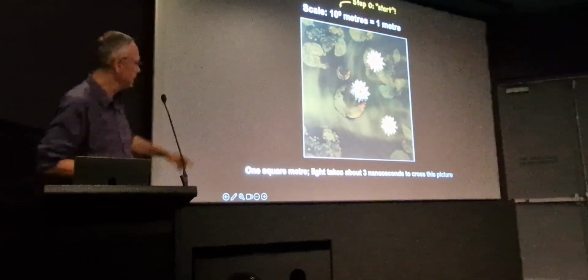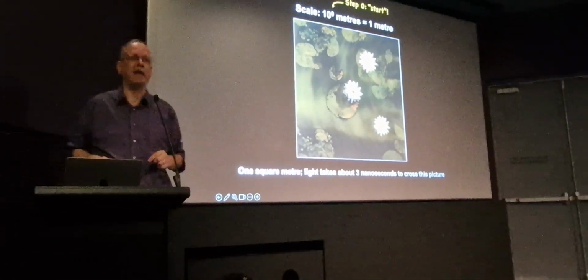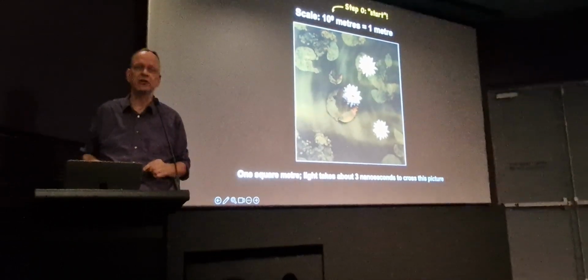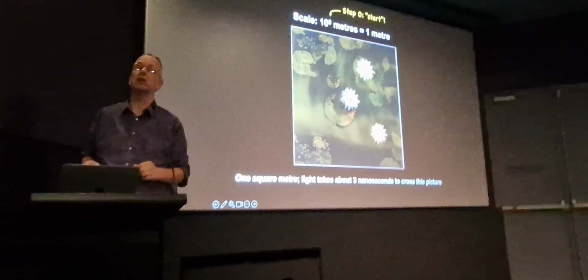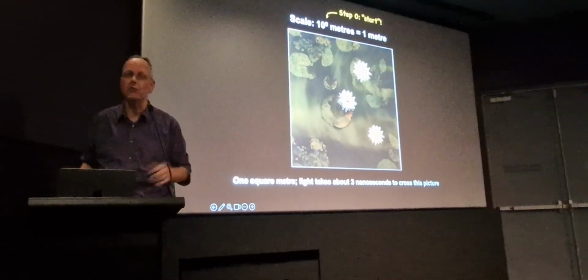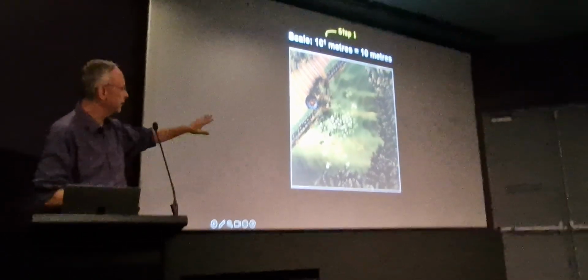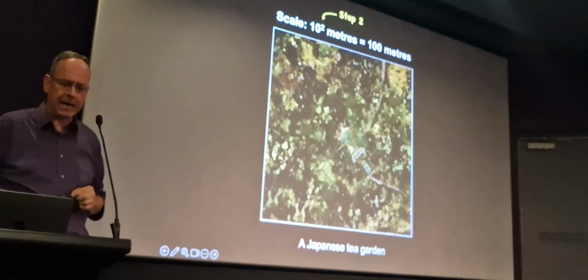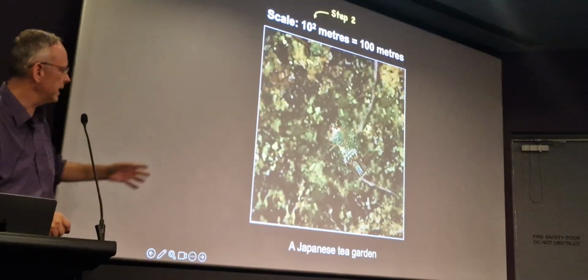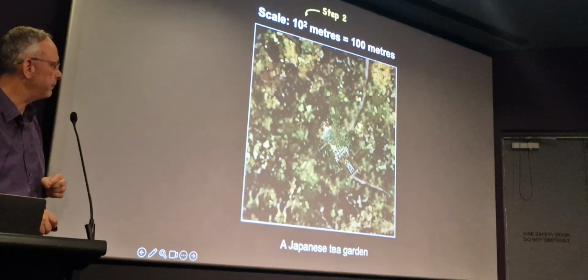Anyway, 1 square meter, light takes about 3 nanoseconds to cross this picture. A nanosecond is 1 billionth of a second. So very, very short. 10 times bigger again, step number 1. We have a park here. Now this is Golden Gate Park, a pond in Golden Gate Park.